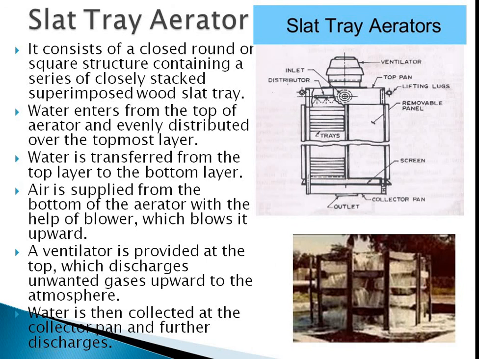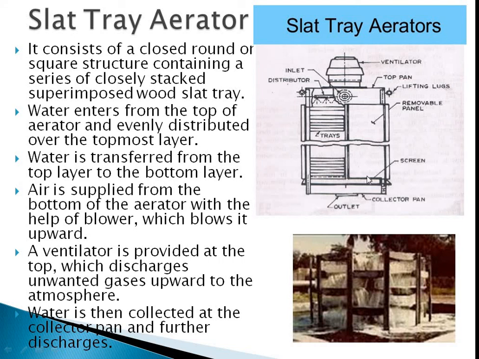Now the next type of aerator is the slat tray aerator. It consists of a closed round or square structure containing a series of closely stacked, superimposed wooden trays. You can see there are various wooden trays attached in it.